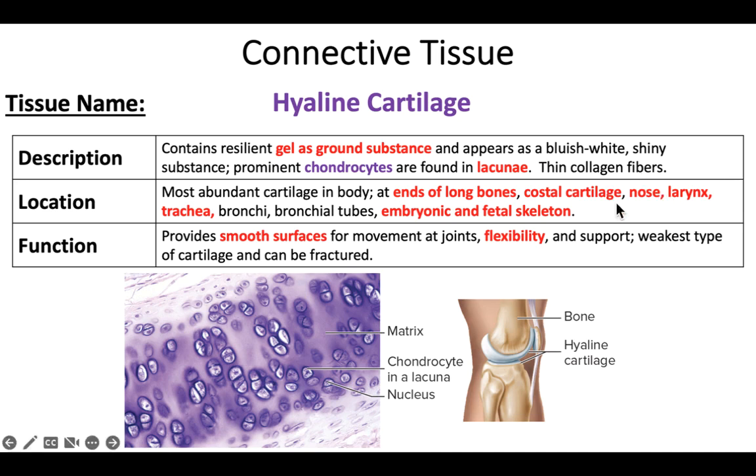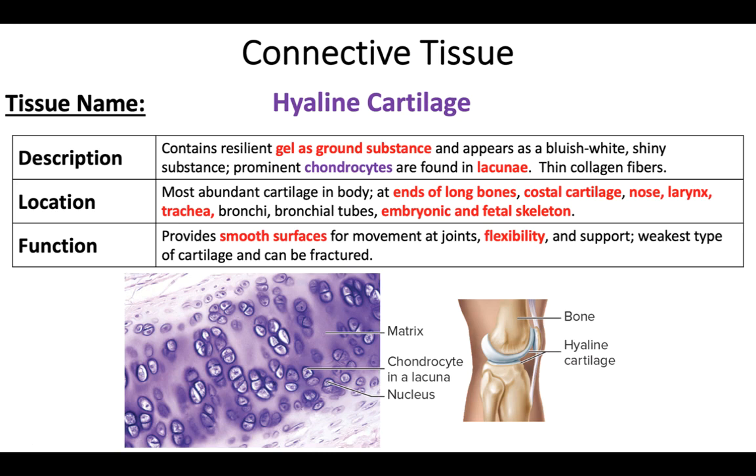Your nose has a lot of hyaline cartilage. In fact, your whole respiratory tract has a lot of this. Your nose, your larynx. Your larynx, you've probably heard of your Adam's apple in your neck. That's the larynx. And that has a lot of hyaline cartilage. Trachea or windpipe, your other airways, your bronchi and bronchial tubes. So a lot of this in your respiratory tract.